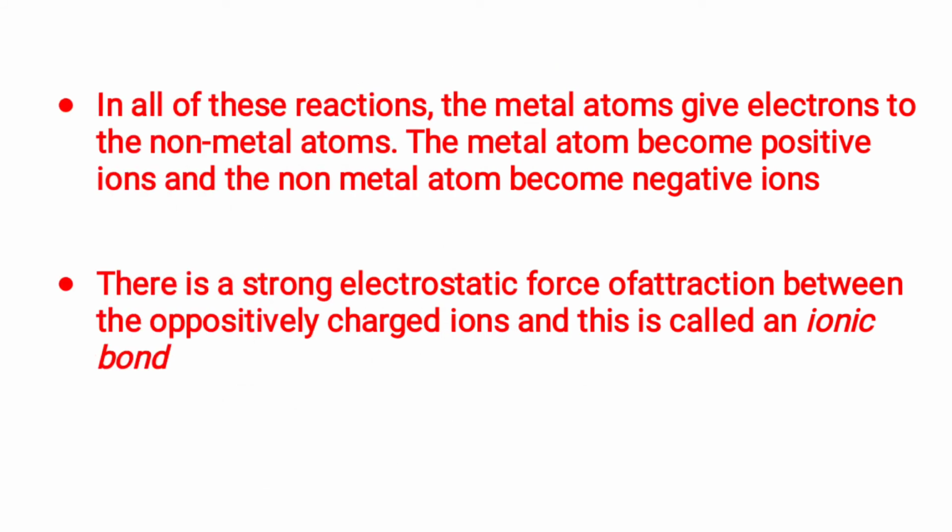In all of these reactions, the metal atom gives electrons to the non-metal atom, and the metal atom becomes a positive ion and the non-metal atom becomes a negative ion. There is a strong electrostatic force of attraction between the oppositely charged ions and this is called an ionic bond.